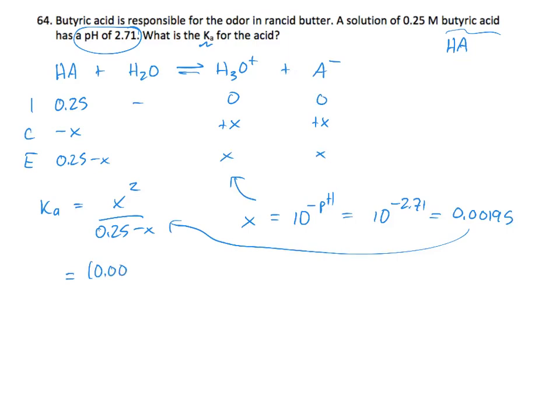So we take that value for x, we plug it into that equation to solve for Ka, 0.00195 squared over 0.25 minus 0.00195. That gives us 1.53 times 10 to the minus 5. That will be our Ka value for this acid.